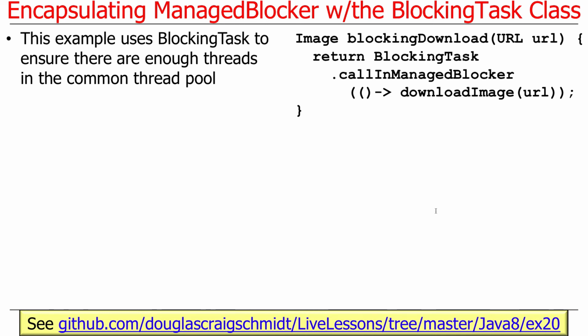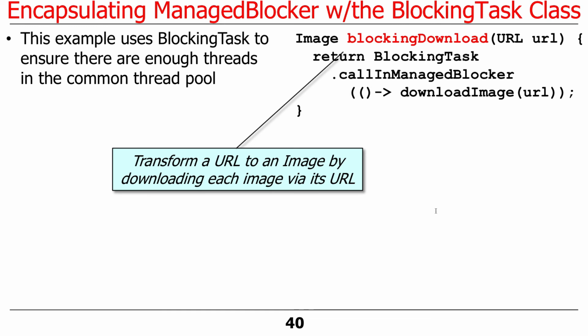So we have a method here called blocking download. Blocking download is going to take a URL to some image out there on the internet or the web somewhere. And it's going to transform that URL into some kind of image object, which just keeps track of the data that was downloaded, the JPEG or the PNG or the GIF or whatnot. It'll transform the URL to an image by downloading each image using the URL to get to it, which could block, right? That could be a long-running operation.